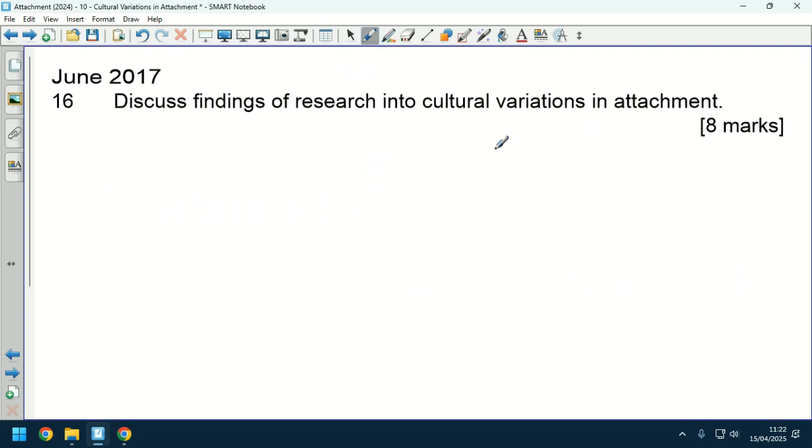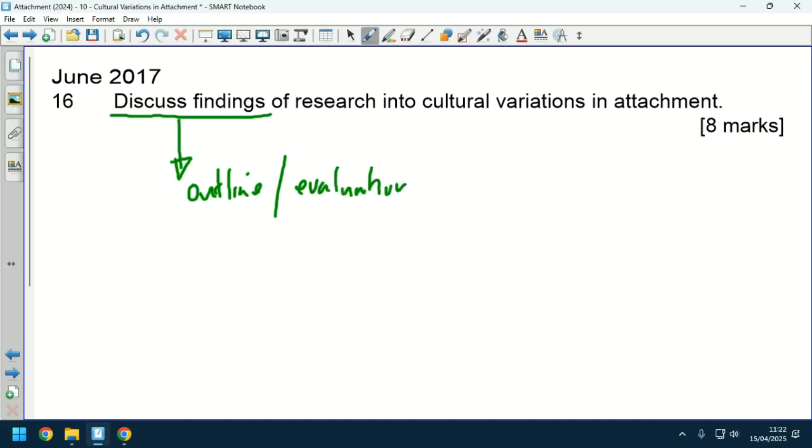We see that they do like this question on cultural variations. This time it's a short essay, only 8 marks, but we see that the word says discuss findings. So therefore, discuss has elements of both outline and also has elements of evaluation. But we see that they want us to focus on findings. So for this particular one, I'll just simply use the Van Ijzendoorn and Kroonenberg study because there's enough findings there for me to write about it.